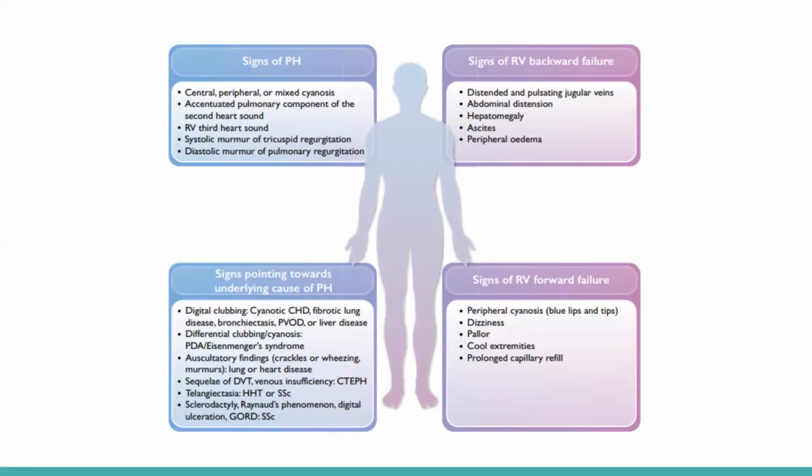So what are the signs of right ventricular backward failure? Distended and pulsating jugular veins, abdominal distension, hepatomegaly, ascites, peripheral edema. Signs of RV forward failure are peripheral cyanosis, dizziness, pallor, cool extremities, prolonged capillary refill.